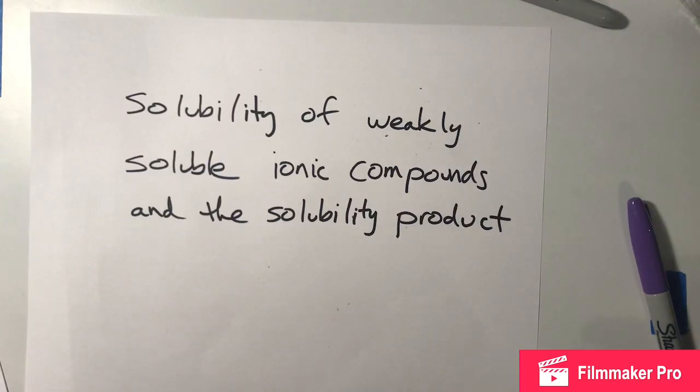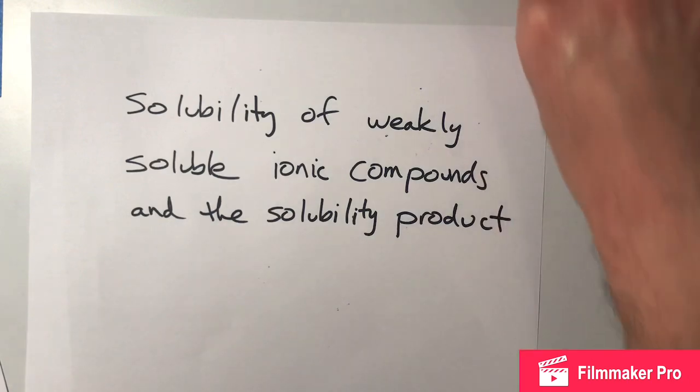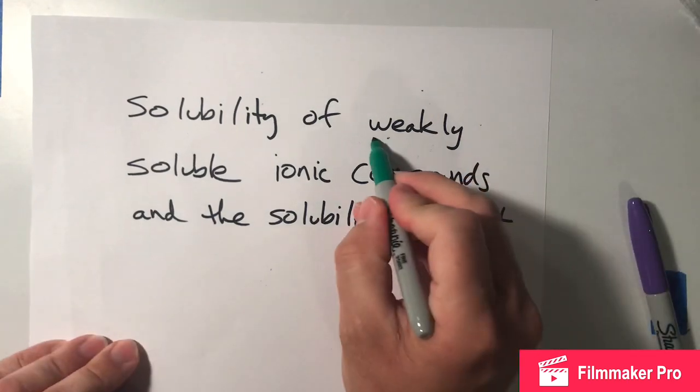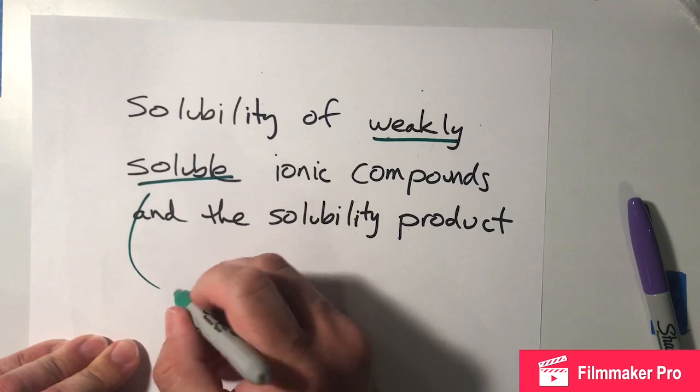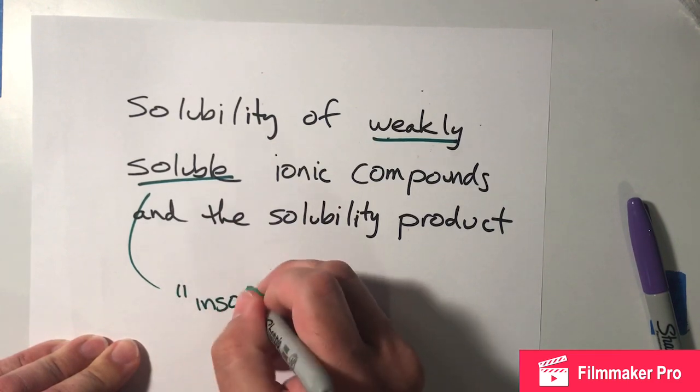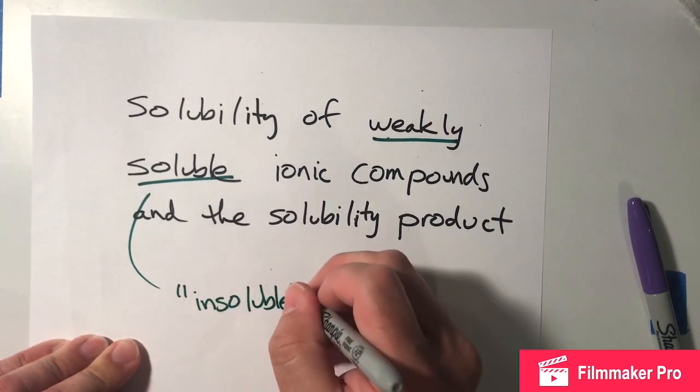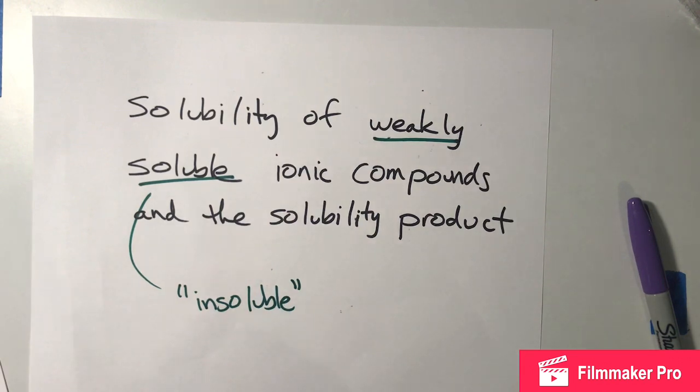Hi all, this video is a conceptual video to discuss the solubility of weakly soluble ionic compounds and how we're going to characterize them with our equilibrium knowledge using a concept called the solubility product. Last semester, what we're now going to call weakly soluble compounds, we would have just called insoluble. Everything in first semester chemistry is very black and white. Things are either soluble or they're insoluble. They're strong acids or they're weak acids.